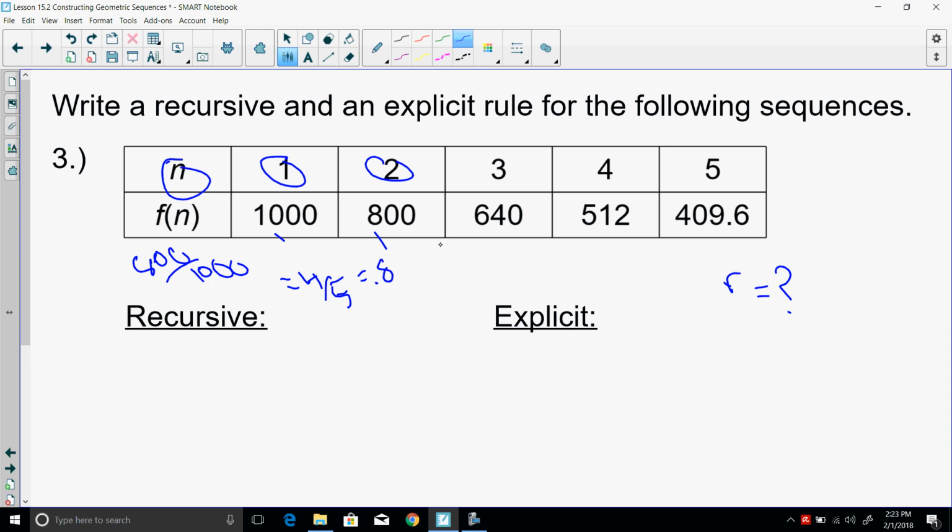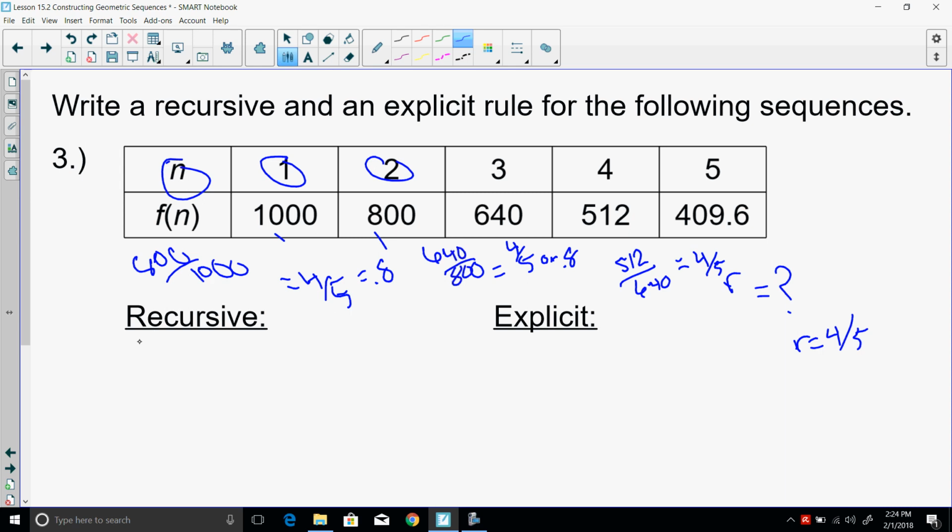And if I do the same thing with 640 divided by 800, I get 4/5 again, or 0.8. And if I take 512 divided by 640, I get the same exact result, 4/5. So my common ratio, r, is equal to 4/5. And again, I have everything I need to know to write my recursive and explicit rules.